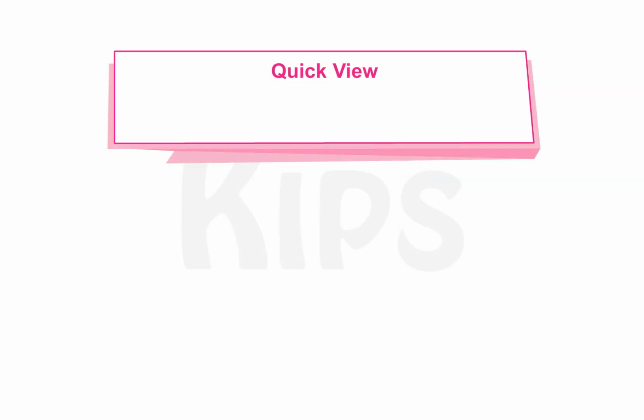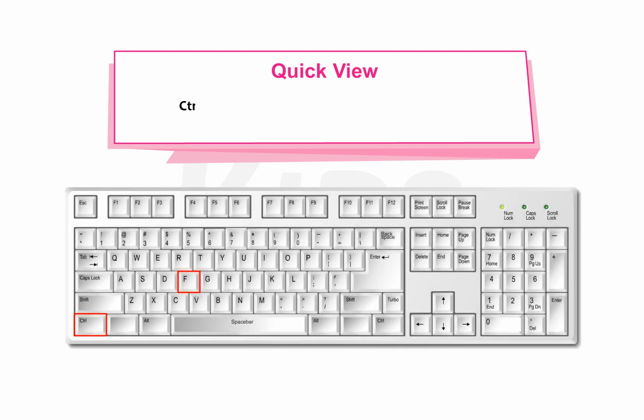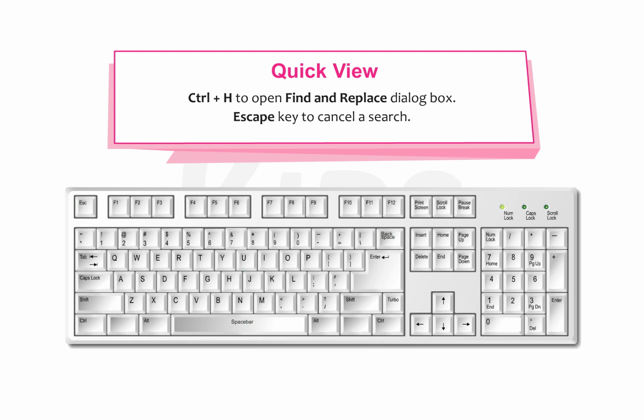Students, let us take a quick view. Use the following shortcut keys to carry out different operations. Ctrl+F to open navigation pane to find the text. Ctrl+H to open Find and Replace dialog box. Escape key to cancel a search.